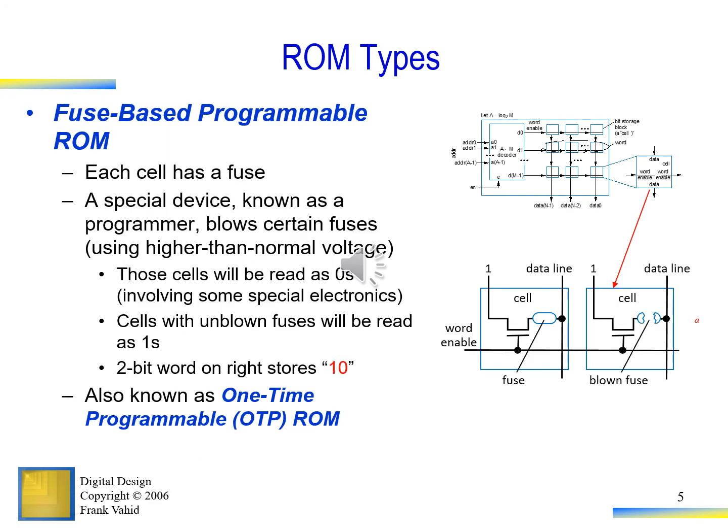The second type of ROM is fuse-based programmable ROM. In each cell there is a fuse. A special device known as a programmer blows the fuse using higher than normal voltages. Cells with an unblown fuse are read as 1, and those with a blown fuse are read as 0. So this has stored 1 and 0 in the memory.